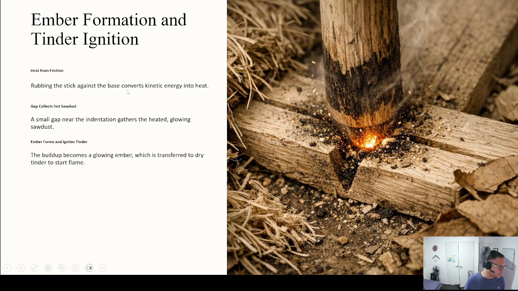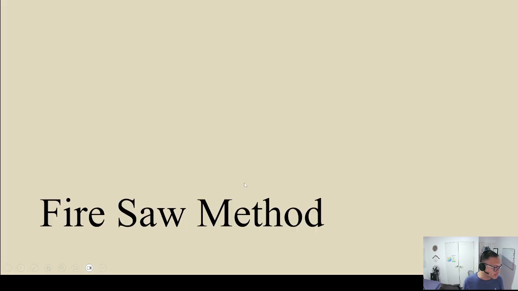So rubbing the stick against the base converts kinetic energy into heat energy. So, energy transformation. Okay. A small gap near the indentation gathers the heated glowing sawdust. Sawdust is very, very thin wood, and the buildup becomes a glowing ember, which is then transferred to a dry tinder bundle, and that's all. That's the fire drill method. Easy, right? Just drilling on a flat surface. That's the fire drill method. Next is the fire saw method.